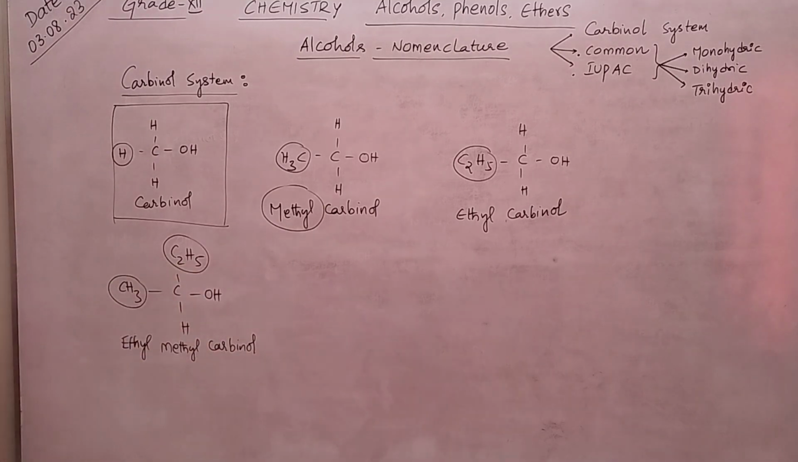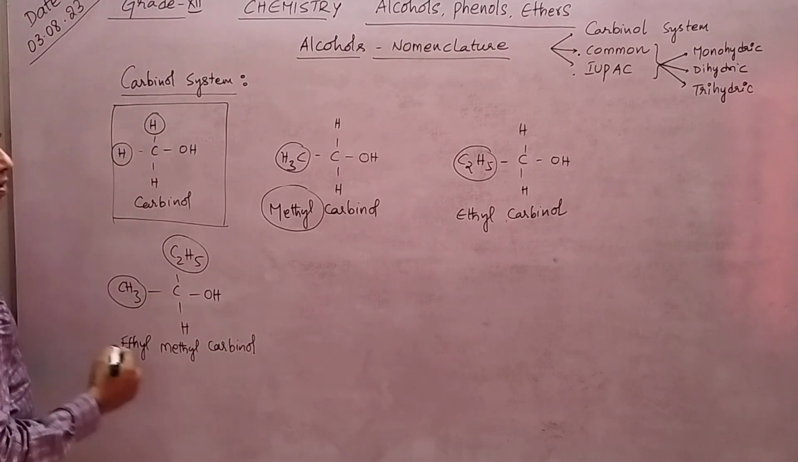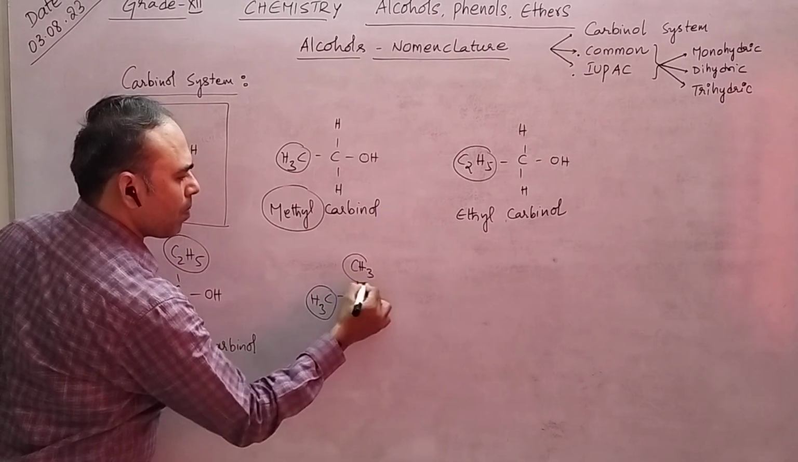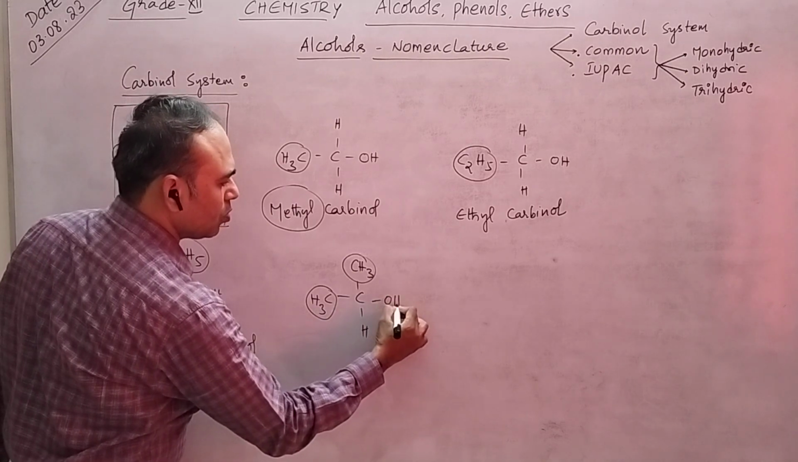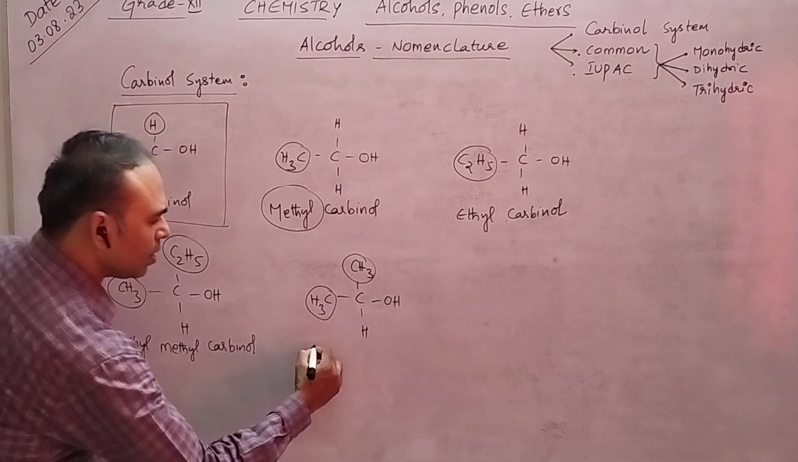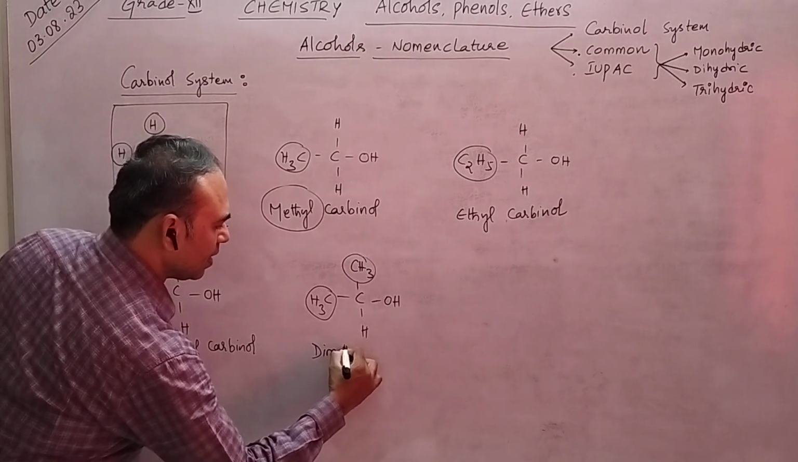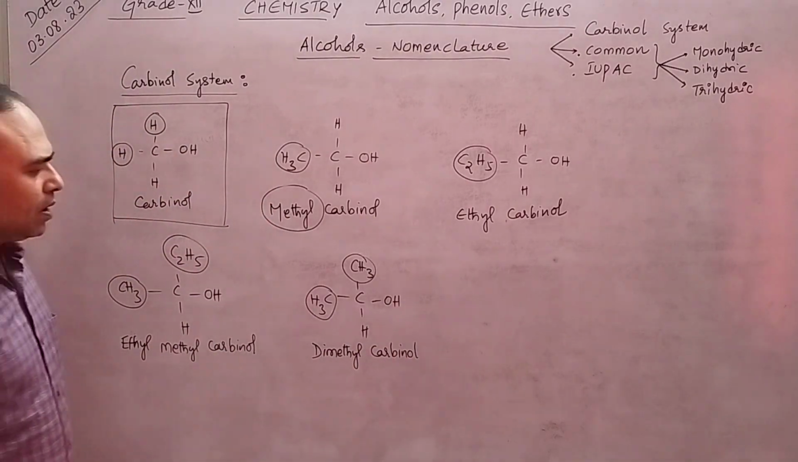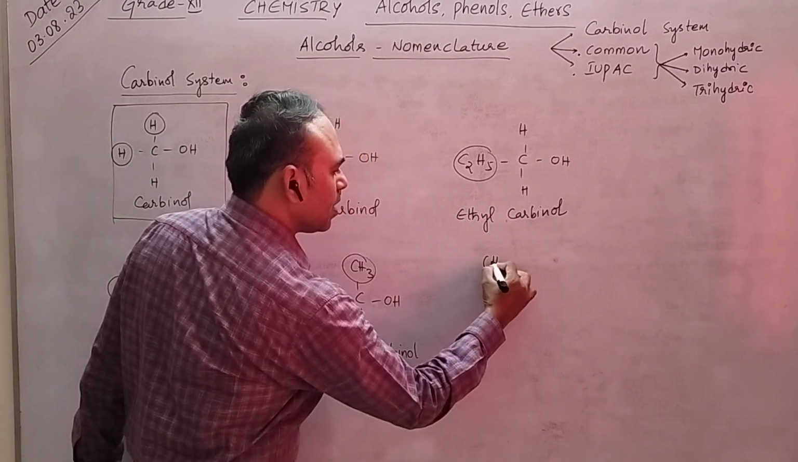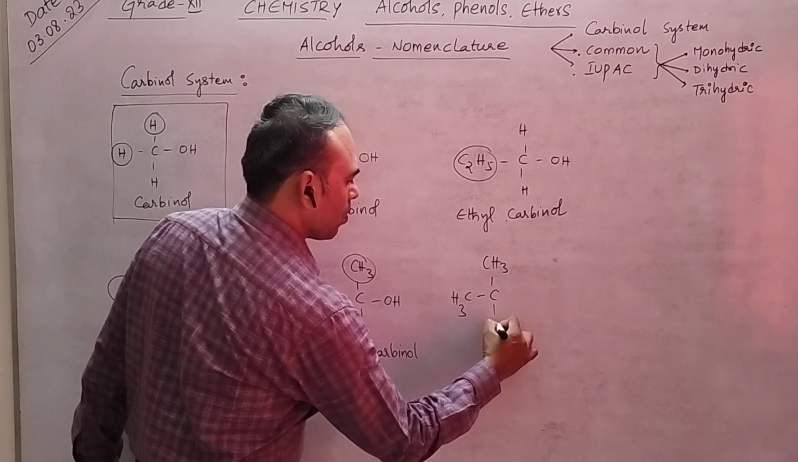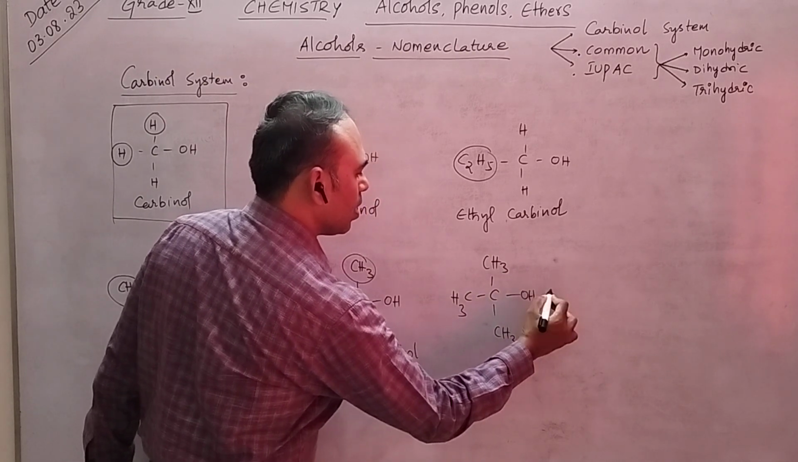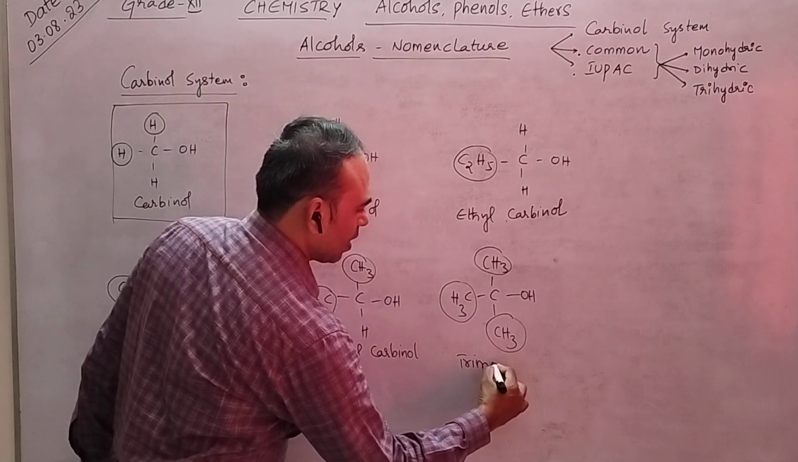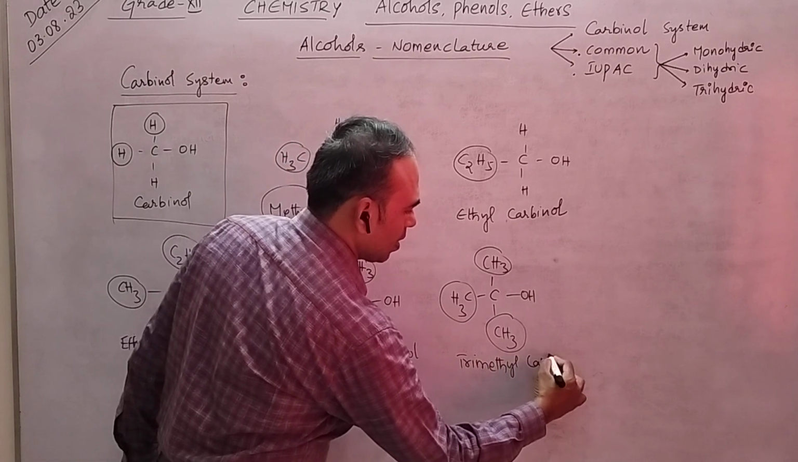Ethyl methyl carbinol. Now suppose both hydrogens are replaced with methyl groups. This is another example where two hydrogens are replaced with the methyl group, then you call it dimethyl carbinol. Hope you are able to understand this. Suppose all the three hydrogens are replaced now with methyl groups, then what do you call this? Because you have replaced with three methyl groups, it will become trimethyl carbinol.